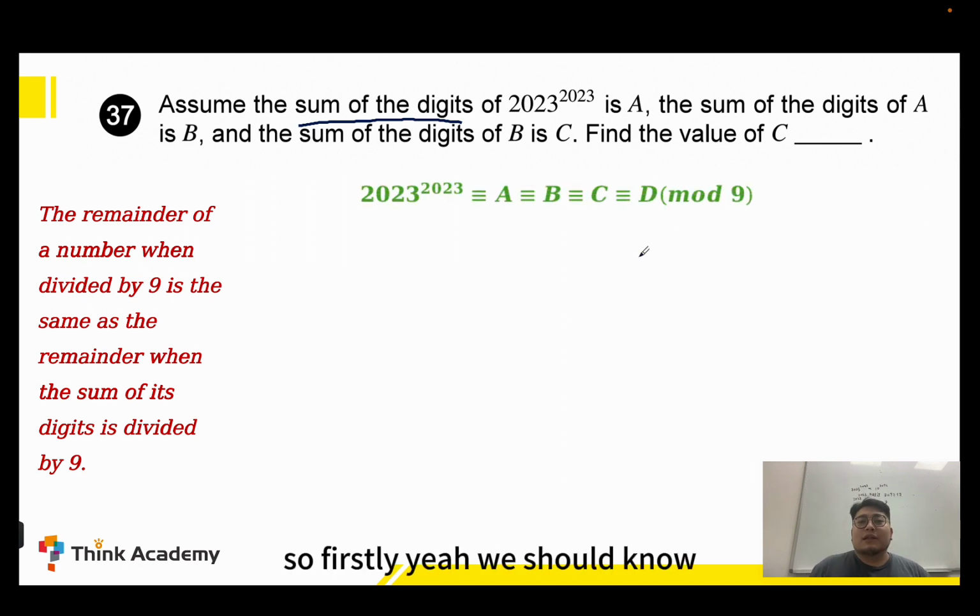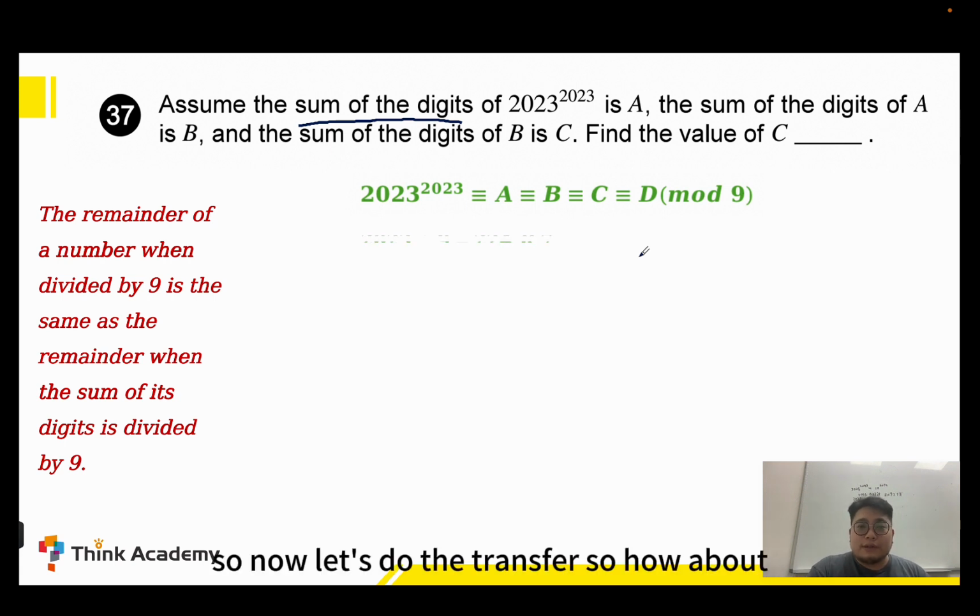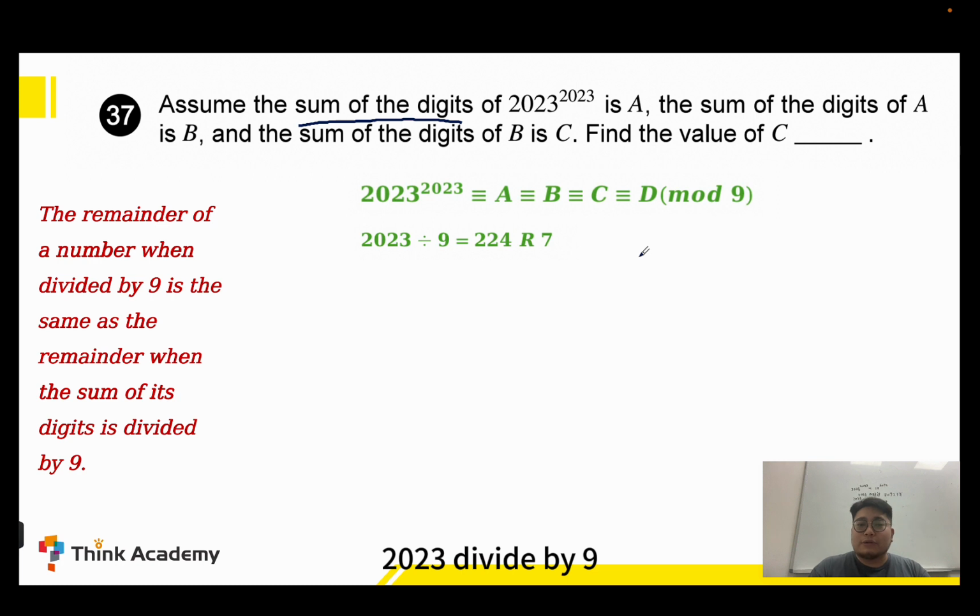Firstly, we should know that if we divide by 9, the remainder is always the same. So the remainder of the number equals the remainder of A, the remainder of B, and the remainder of C. Even if D means the sum of digits of C, the remainder is equal if we mod 9. So now let's do the transfer. How about 2023 divided by 9? That is very easy to calculate: it equals 224 remainder 7.